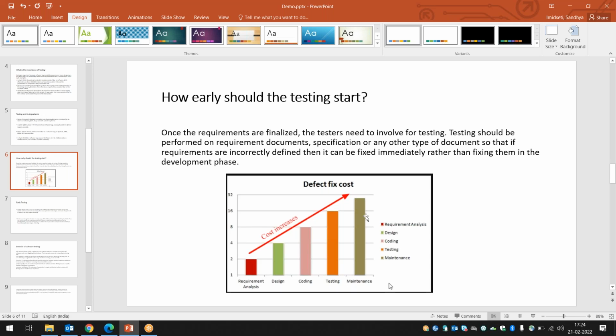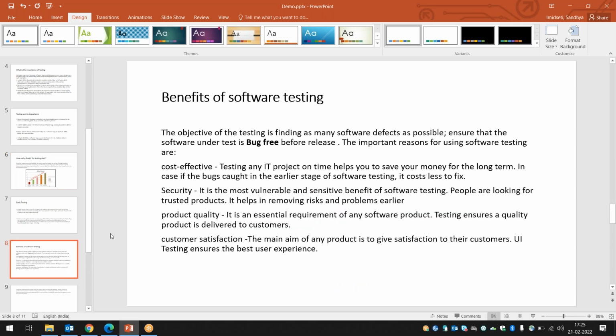Fine, thank you. Just to recap early testing: conducting testing as soon as possible while developing software, to find the defects at an early stage, is called early testing, and it also helps reduce the cost of fixing defects, as shown in this figure. So we have discussed that early testing is recommended, and we should also know the benefits, the advantages of software testing, right?